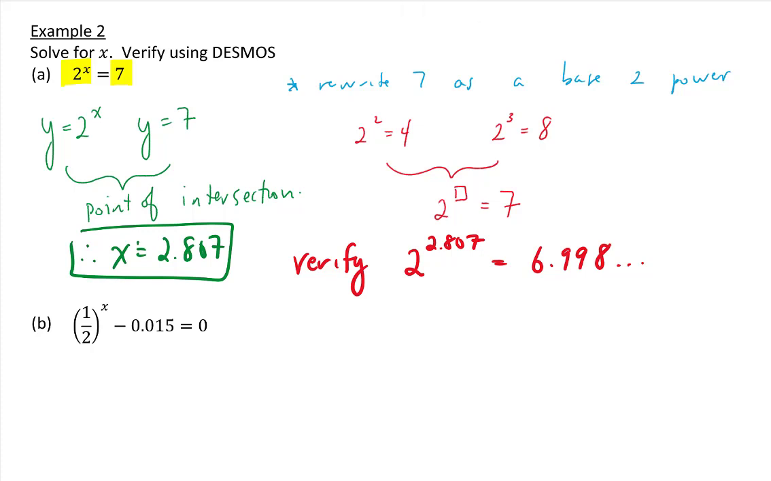And when you're using your calculator, you would type in the number 2. You'd find your exponent key, which might be this symbol here or this symbol here. And then you type in 2.807 and your equal or enter sign.